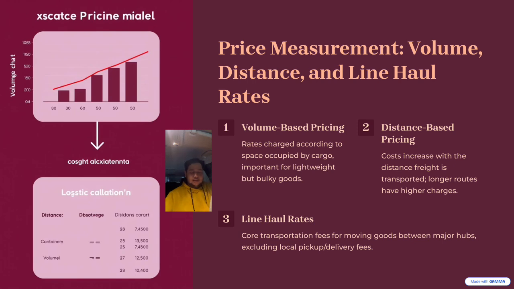So question 8 is price measurement: volume, distance, and line haul rates. There are 3: volume-based pricing, rates charged according to the space occupied by cargo, important for lightweight but bulky goods. Number 2, distance-based pricing, where cost increases with the distance freight is transported. Longer routes have higher charges. Number 3, line haul rates, the transportation fee for moving goods between major hubs, excluding local pickup and deliveries.